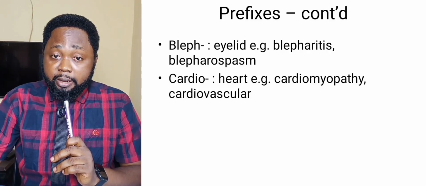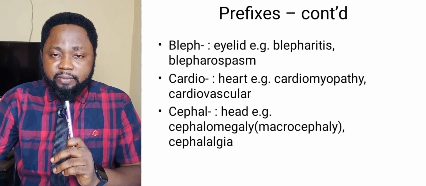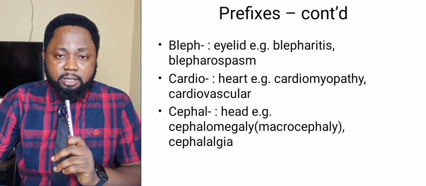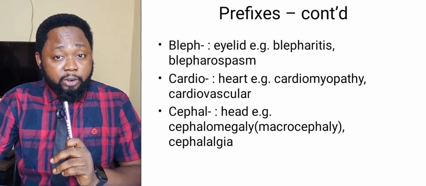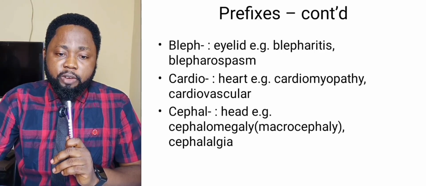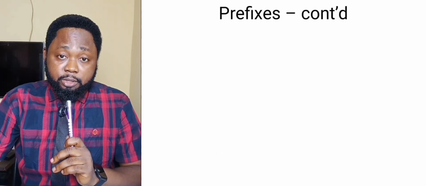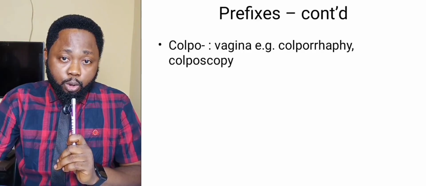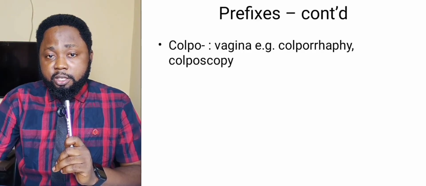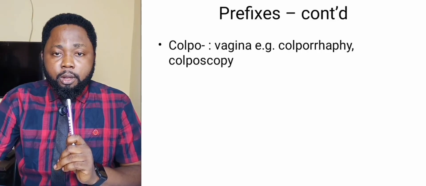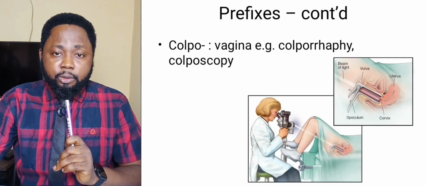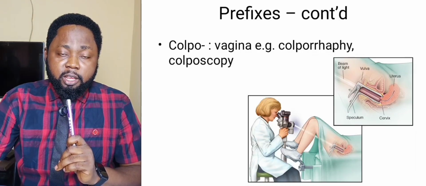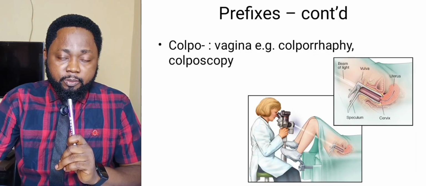Cephal refers to the head. Examples include cephalomegaly, which means large head; cephalalgia, which means pain emanating from the head. Colpo refers to vagina. Examples include colporrhaphy, which is the strengthening of the vaginal wall with sutures in the treatment of vaginal prolapse. Colposcopy means the use of a lighted instrument in viewing the inside of the vagina.